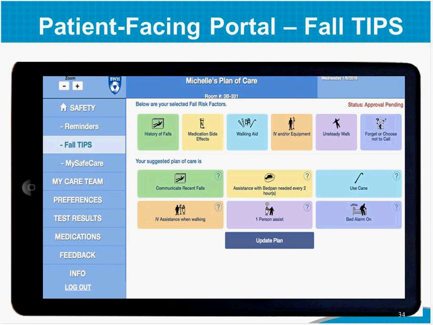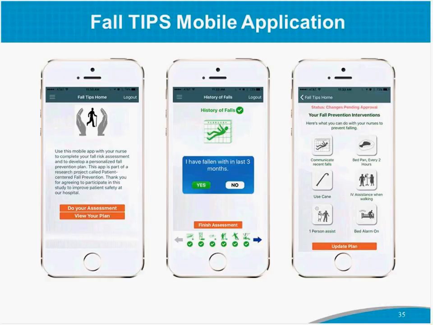This person must be on a bedpan. They have a cane for walking. The patient must be confused because they have their bed alarm on, the bed alarm icon. We also have a mobile app version of the patient electronic fall tips tool for the patient.